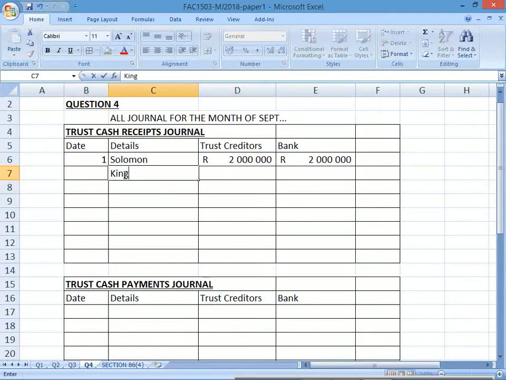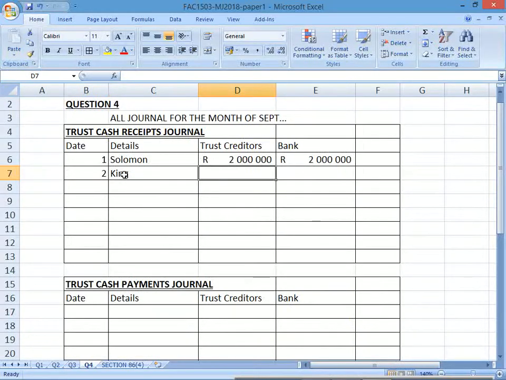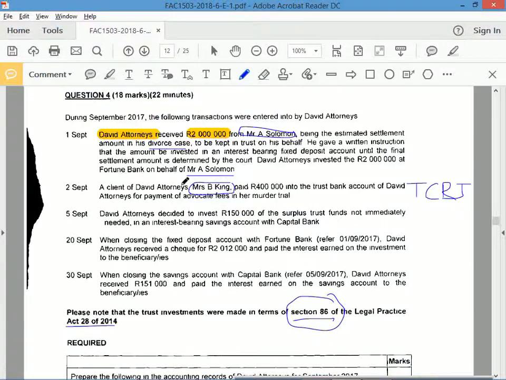Okay, then King gave us, on the 2nd, 400,000. Right, so we've recorded that. Next, on 5 September, David Attorneys decided to invest 150,000 of the surplus trust funds not immediately needed in an interest-bearing savings account with Capital Bank.